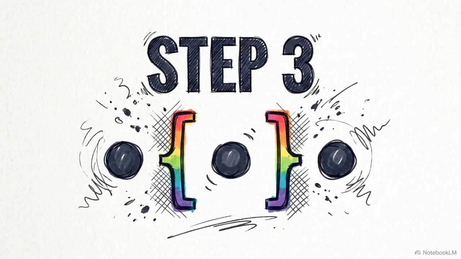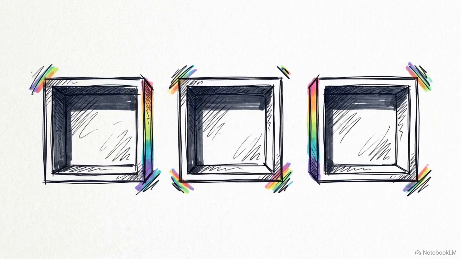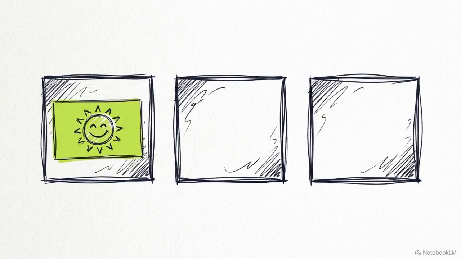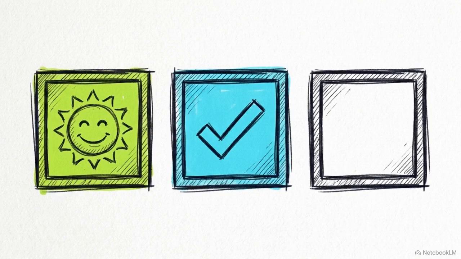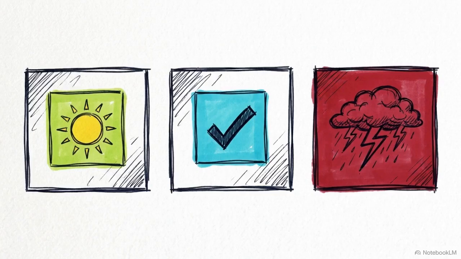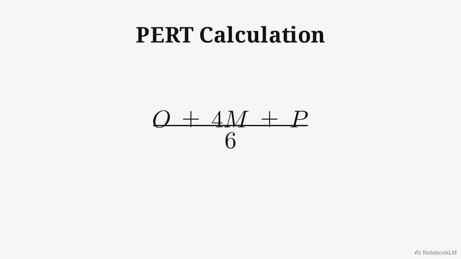Step 3 is to narrow with 3-point ranges. This step is specifically designed to quantify uncertainty. To do this, you need 3 distinct inputs from your estimator: an optimistic duration, a most likely duration, and a worst-case pessimistic duration. This formula on screen is the PERT calculation. It takes those 3 durations, weights the most likely scenario by multiplying it by 4, adds the extremes, and divides the whole thing by 6.